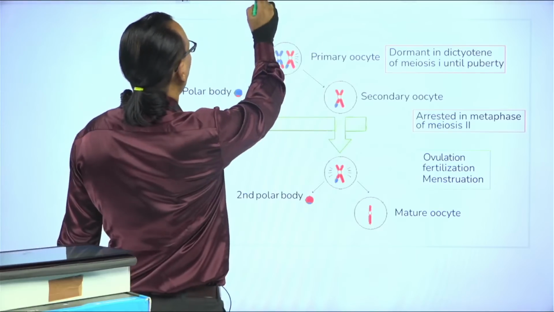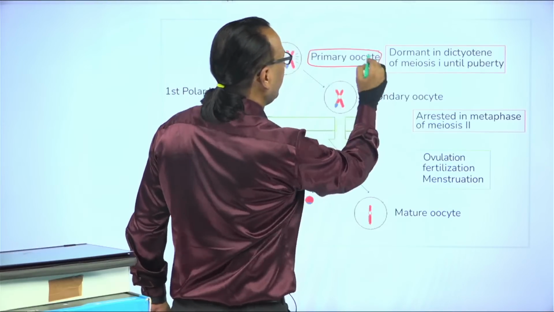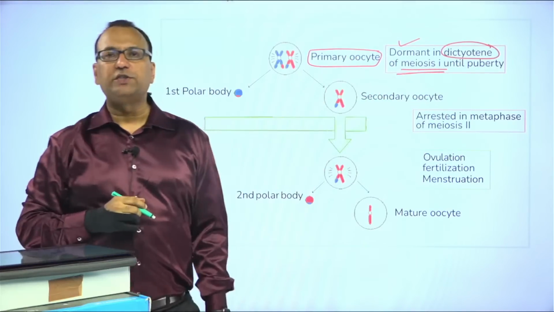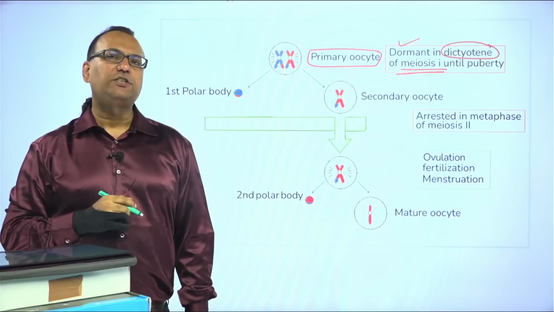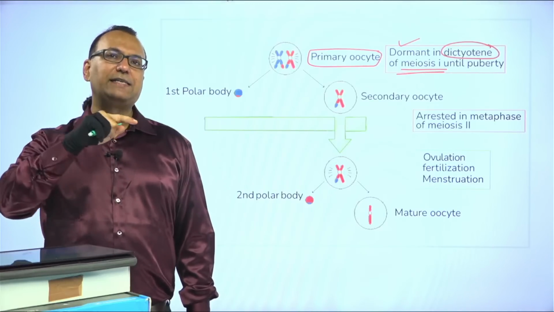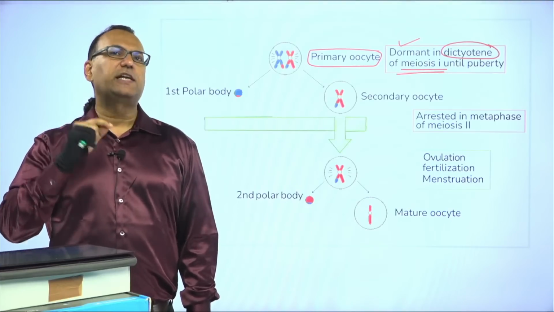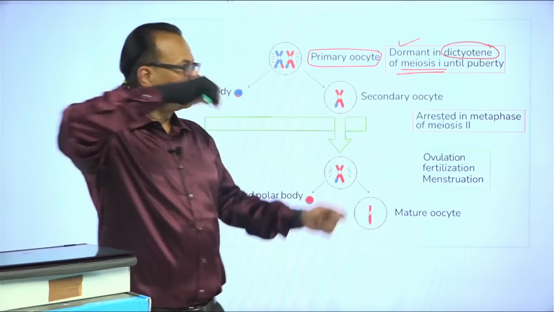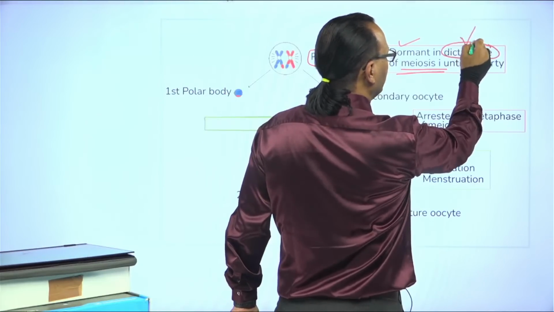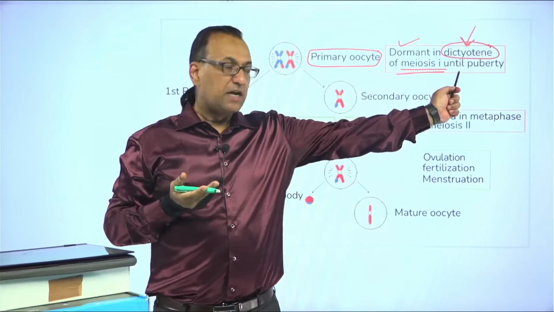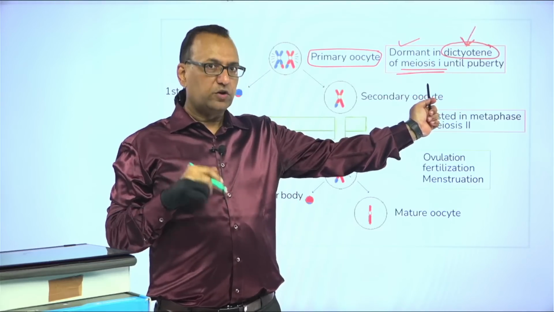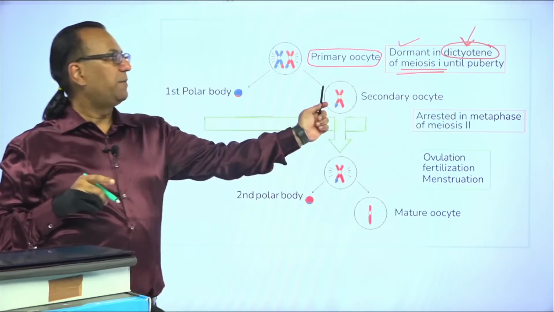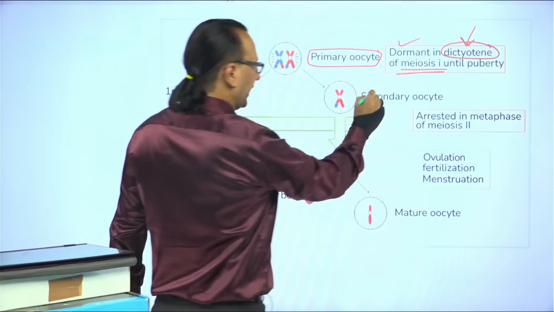What I am trying to tell you is the primary oocyte remains dormant in prophase 1. They will ask you, prophase 1 of meiosis 1 itself has subsections: leptotene, zygotene, pachytene, diplotene. In which stage was it arrested? So primary oocyte was arrested in prophase 1, and that too in dictyotene stage, which is the other name of diplotene. So diplotene of prophase 1, meiosis 1, and it will remain so until puberty. At puberty there will be LH surge, and then only you will get the secondary oocyte.